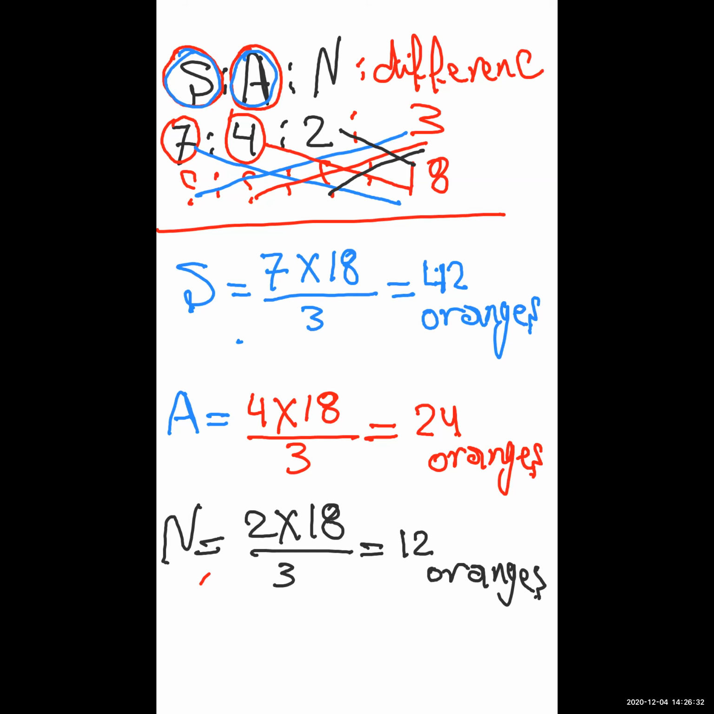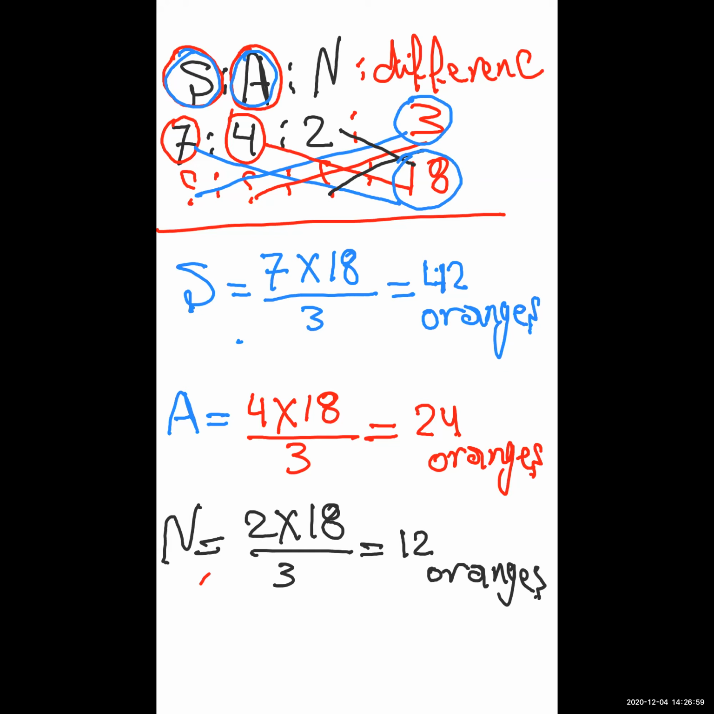So now, what is the ratio for Sally? It's 7 to 4. So 7 minus 4 equals 3. So the difference is 3. And how many oranges will be the difference? If the share of Sally exceeds the share of Abir by 18 oranges, I placed here 18. Now use the cross multiplication to get the share of each one of them.